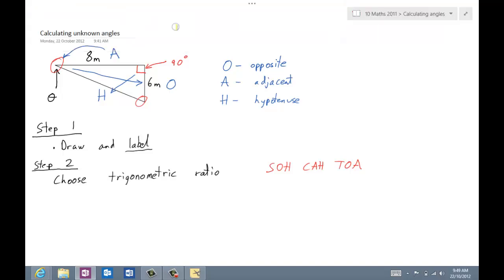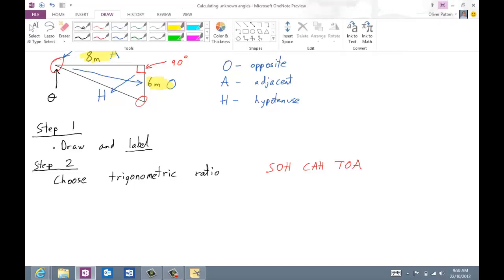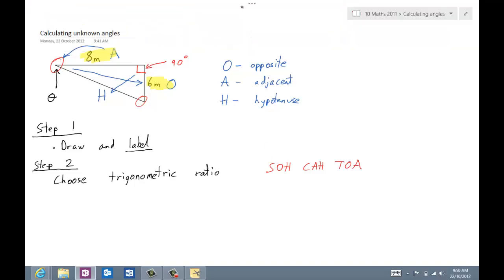So in this particular one, let's have a look at what values we've got. We know the opposite side and the adjacent side. We don't know the hypotenuse, so we're not going to use the ratios that have H in them. Sine has an H in it, so we're not going to use that.